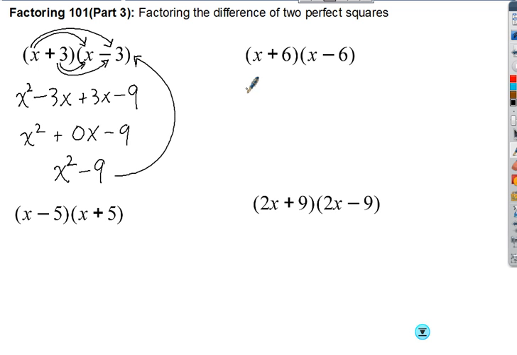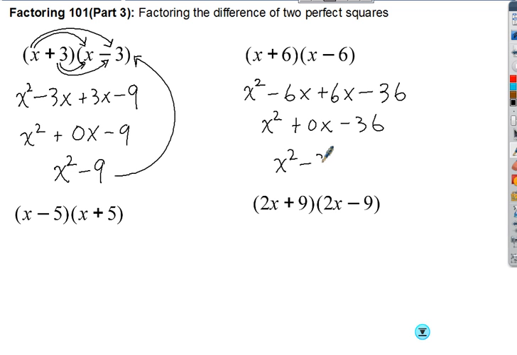So the same thing is going to happen here. X times x is x squared. X times negative 6 will give us minus 6x. Positive 6 times x will give us plus 6x. And then again, I'm going to get a perfect square because I'm going to multiply 6 times 6, only it's a positive times a negative, so this will be minus my perfect square, minus 36. These two are going to cancel each other out. I'll get x squared, and you do not have to do this step. You can just go straight to x squared minus 36, because we know that this term will cancel out.